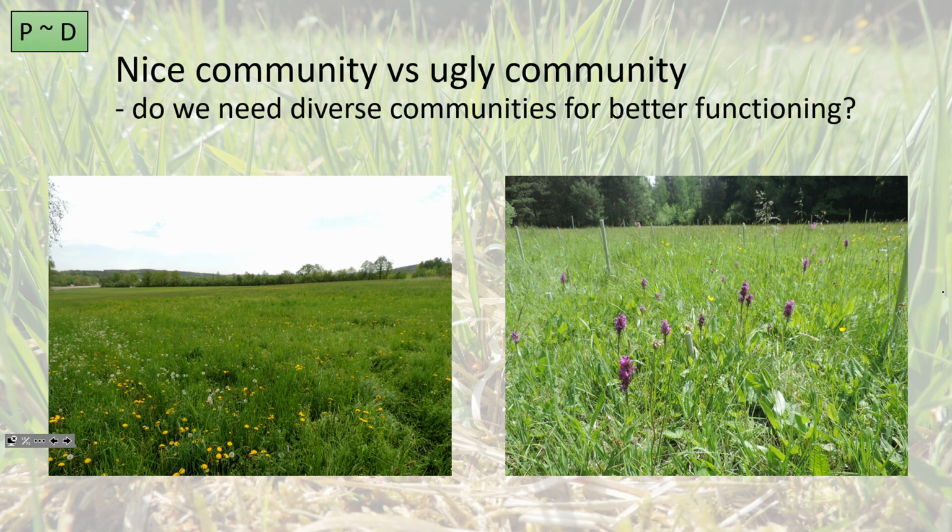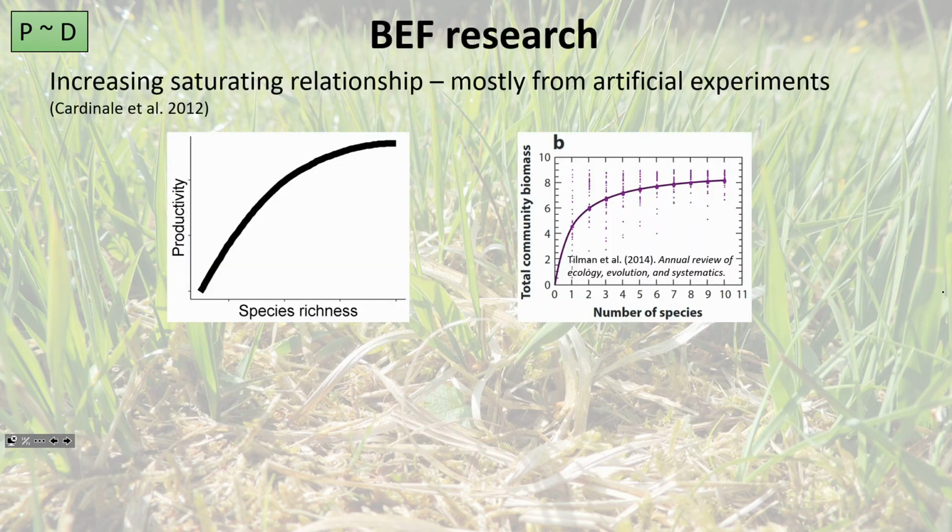So the basic question here is whether this nice species-rich community is functioning, whatever it means, better than this ugly species-poor community. But in most cases, as I have said, the functioning basically means aboveground biomass or aboveground productivity. So theoretically, we would expect something like this. If you are increasing the number of species, the function here, productivity, is also increasing. But the relationship is not linear, it's increasing but saturating, because there is some overlap between individual species' functioning.